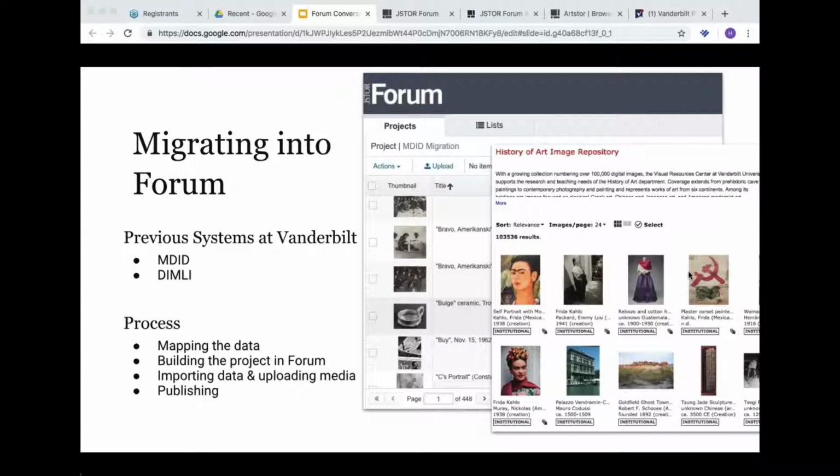And at some point, they had a staff member in the Visual Resources Center who was interested in doing application development and wanted to build a homegrown collections management system and database for the images. That is Dimly. So that was developed in-house, and we used that for about 2013 on. The big difference between MDID and Dimly being that MDID was a flat database and Dimly was relational, in the sense that we had a work record and then image records nested underneath it.